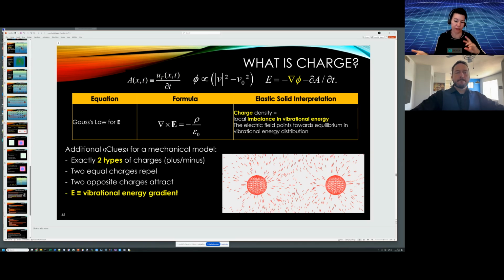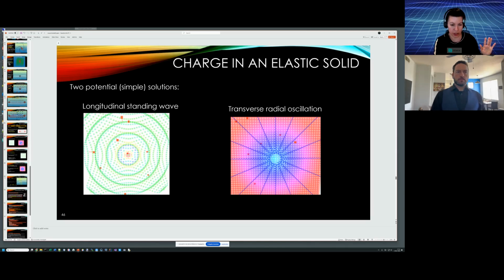Now, we need to have two types, right? We need to have plus charge and minus charge. We need two equal charges to repel, and two opposite charges to attract. So the question is, how can we model that mechanically? So far, I have seen there might be more solutions. This is just work in progress. There are two possible solutions that satisfy that, because it has to be spherically symmetrical and have all these properties. So maybe it's easiest if I show it with the simulation.